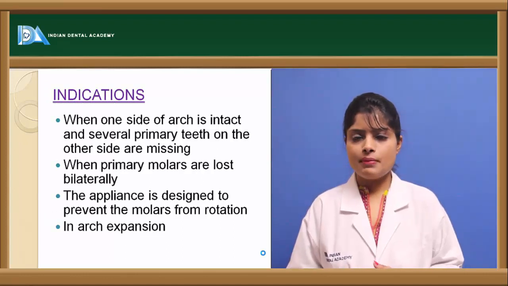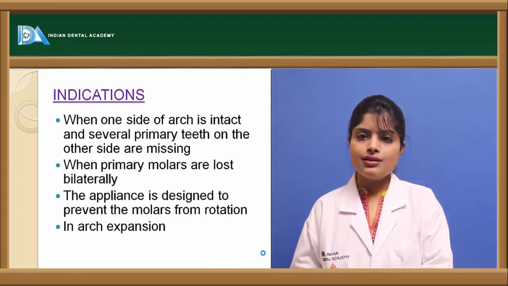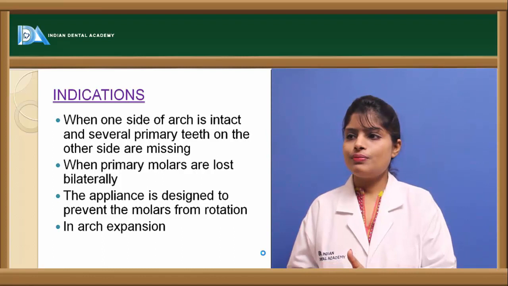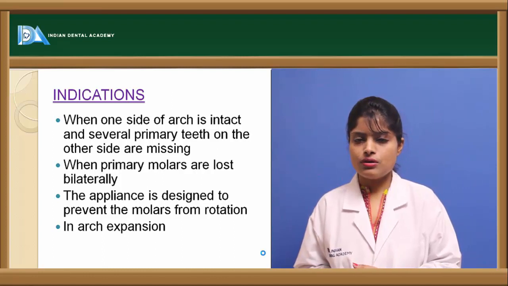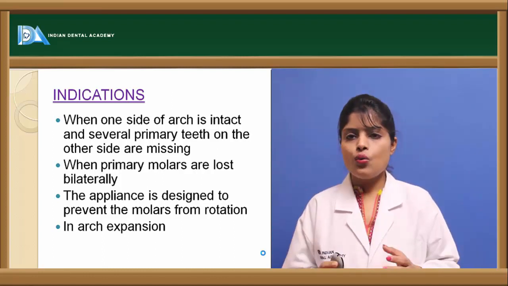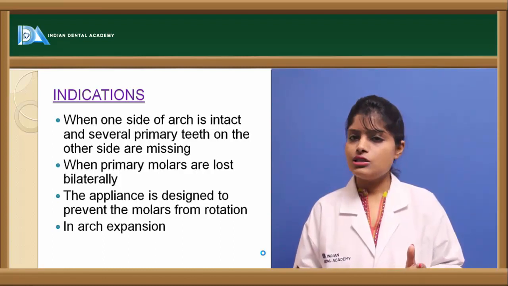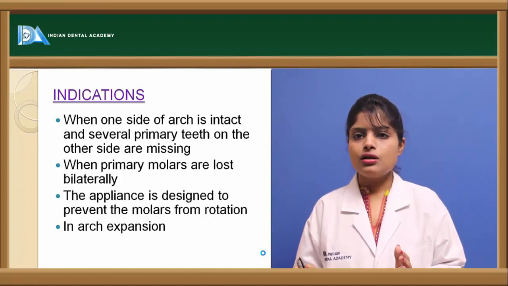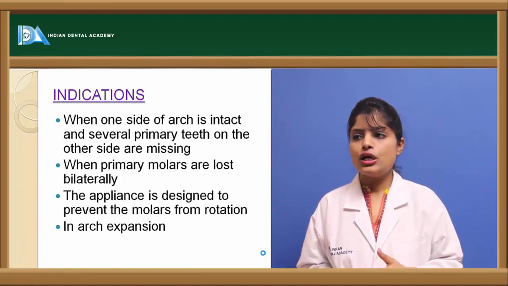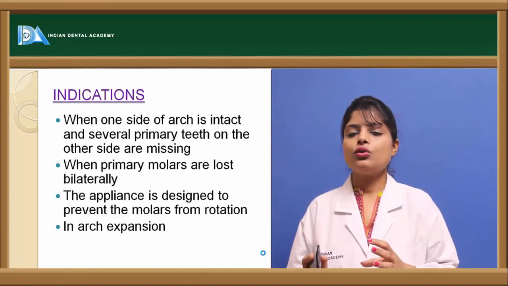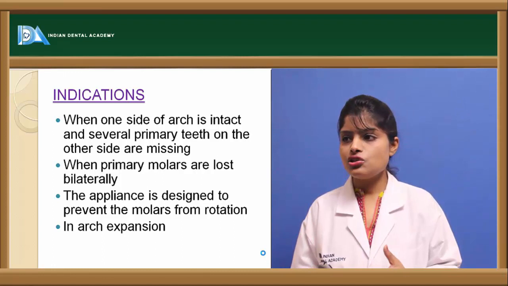The indication of this appliance is when one side of the arch is intact and on the other side there is multiple loss of primary teeth, or there are multiple teeth missing on the other side of the arch, basically the maxillary arch. The second case is when the primary teeth are lost bilaterally, but very rarely is this type of appliance used in such conditions. The appliance can also be designed to prevent molar rotation. It can also be used in the case of arch expansion.